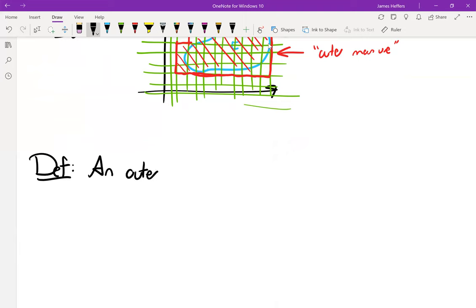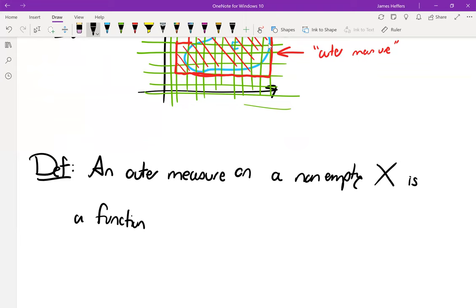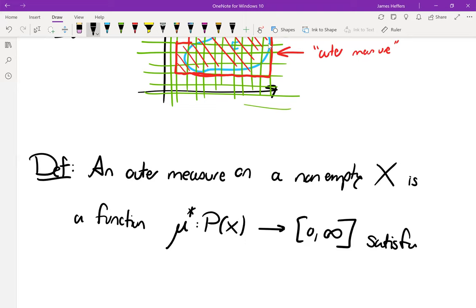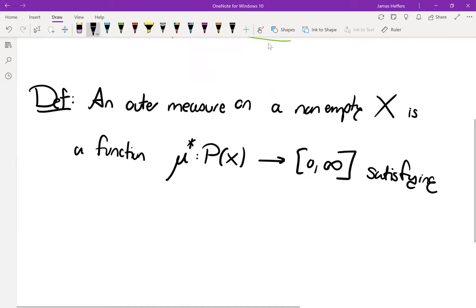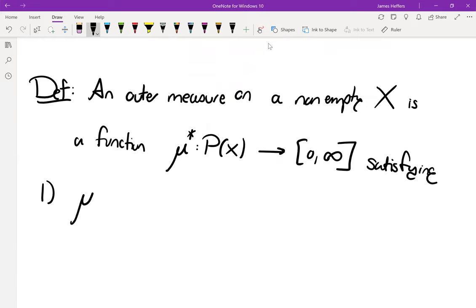An outer measure on a non-empty set X is a function, which we will write as mu star, from the power set of X to our usual interval 0 to infinity, satisfying the following conditions. One, mu star of the empty set is 0. Okay, that's standard for a measure. We want that to be the case.